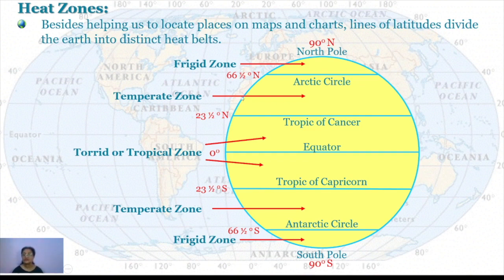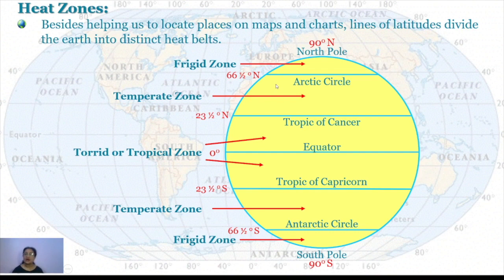Now the north temperate zone lies between the Tropic of Cancer and the Arctic Circle. In the same way, the south temperate zone lies between the Tropic of Capricorn and the Antarctic Circle. Now what about this temperate zone? The temperate zone is neither too hot nor too cold. That means the sun rays fall a little slantingly over these parts, over the temperate zone.